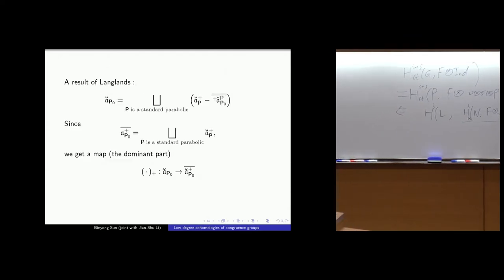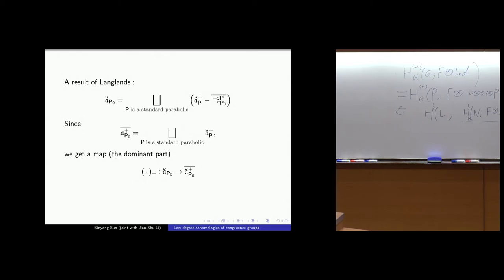We want to define Franke's filtration. For this, we need a result of Langlands for the decomposition of this Lie algebra. It's a disjoint union over all standard parabolics of these. Here, this is a dominant cone, spanned by positive roots. Using this decomposition, we can define a map from this vector space to this dominant cone. I call this map the map of taking the dominant part in the root system.